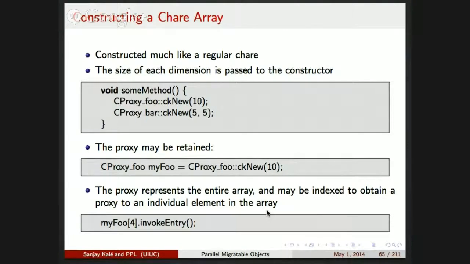So as far as here, we go into a little more detail about constructing the char array. It's constructed similar to a regular char with cknew, except now you also need to pass in the size of each dimension. In this case, for foo, we had our 1-dimensional array. We want it to be of size 10. Here we're creating a 2-dimensional array with the first dimension of size 5, second dimension of size 5. Again, you may retain the proxy just as before, so you can message the char. The proxy does represent the entire array. So to message an individual element in that array, you index it with the bracket or parenthesis syntax, and then call the method as you would normally.